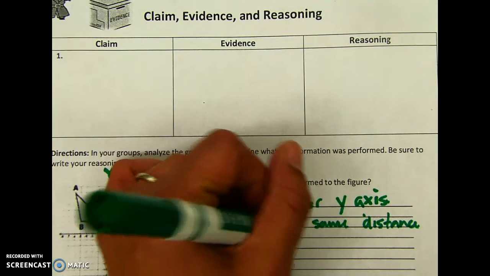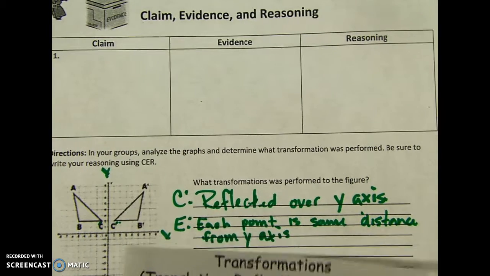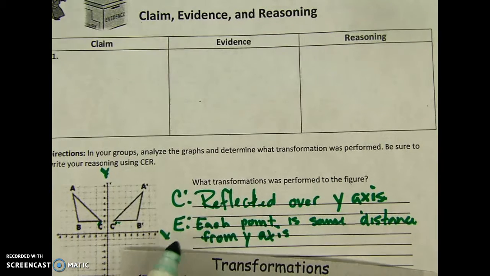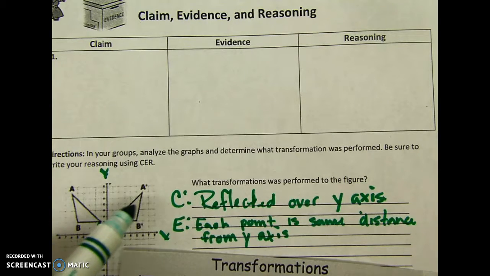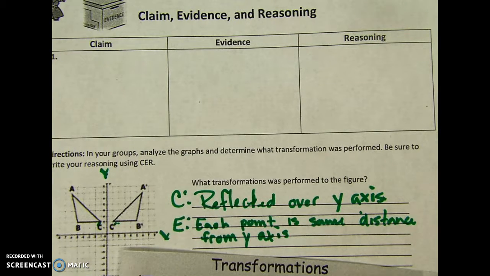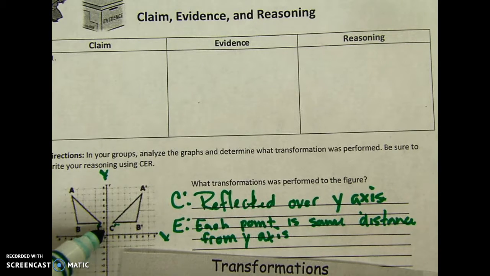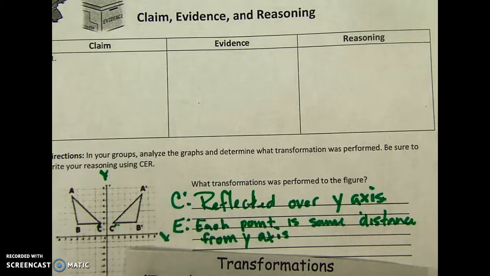You just remember when you're talking about it, go back to what you're talking about. This is reflected, it flipped. Your reasoning could be that because each point is the same distance from the y-axis, it then proves my claim that it reflected over the y-axis. You can even talk about how it reflected from BC to CB.